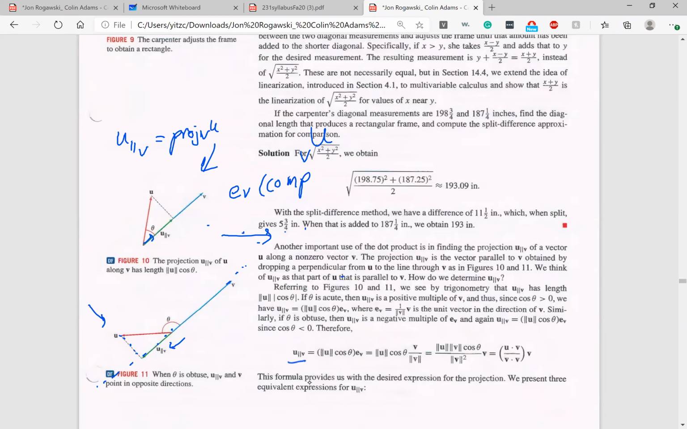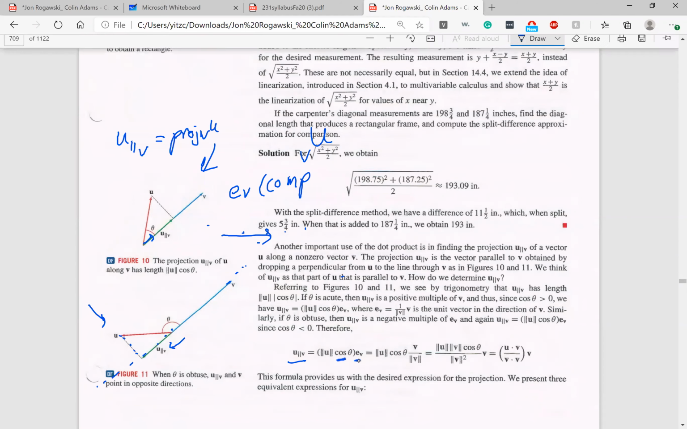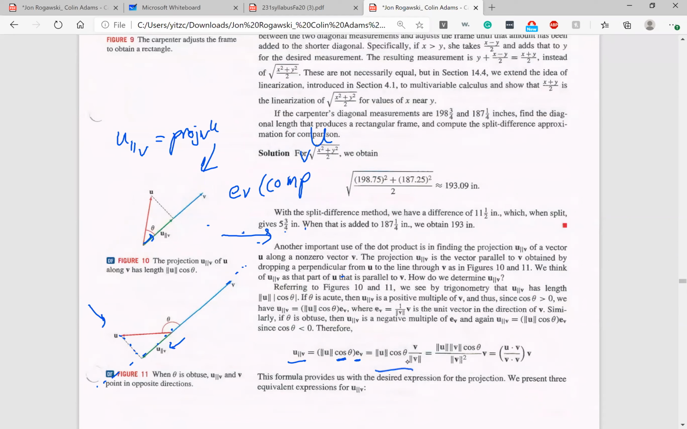So the projection of u onto v: first you look at the component of u in the x direction. That's why you have cosine here, times the unit vector. And this is going to be equal to this. You just look at what the unit vector is. And this is equal to |u||v| cosine of theta divided by the magnitude of v squared, times v, which is equal to the dot product u dotted with v over v dotted with v, or the magnitude of v squared, times v over here.